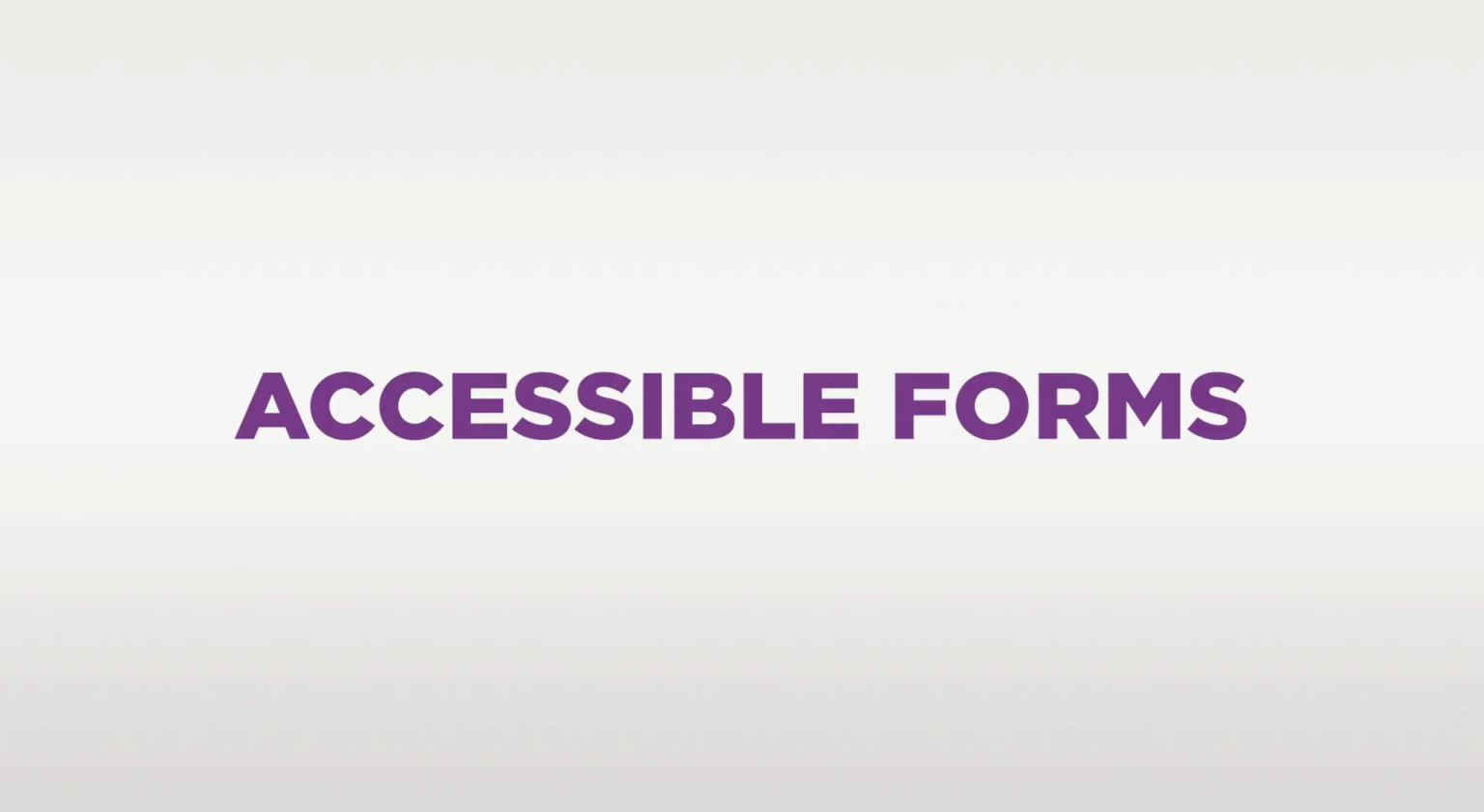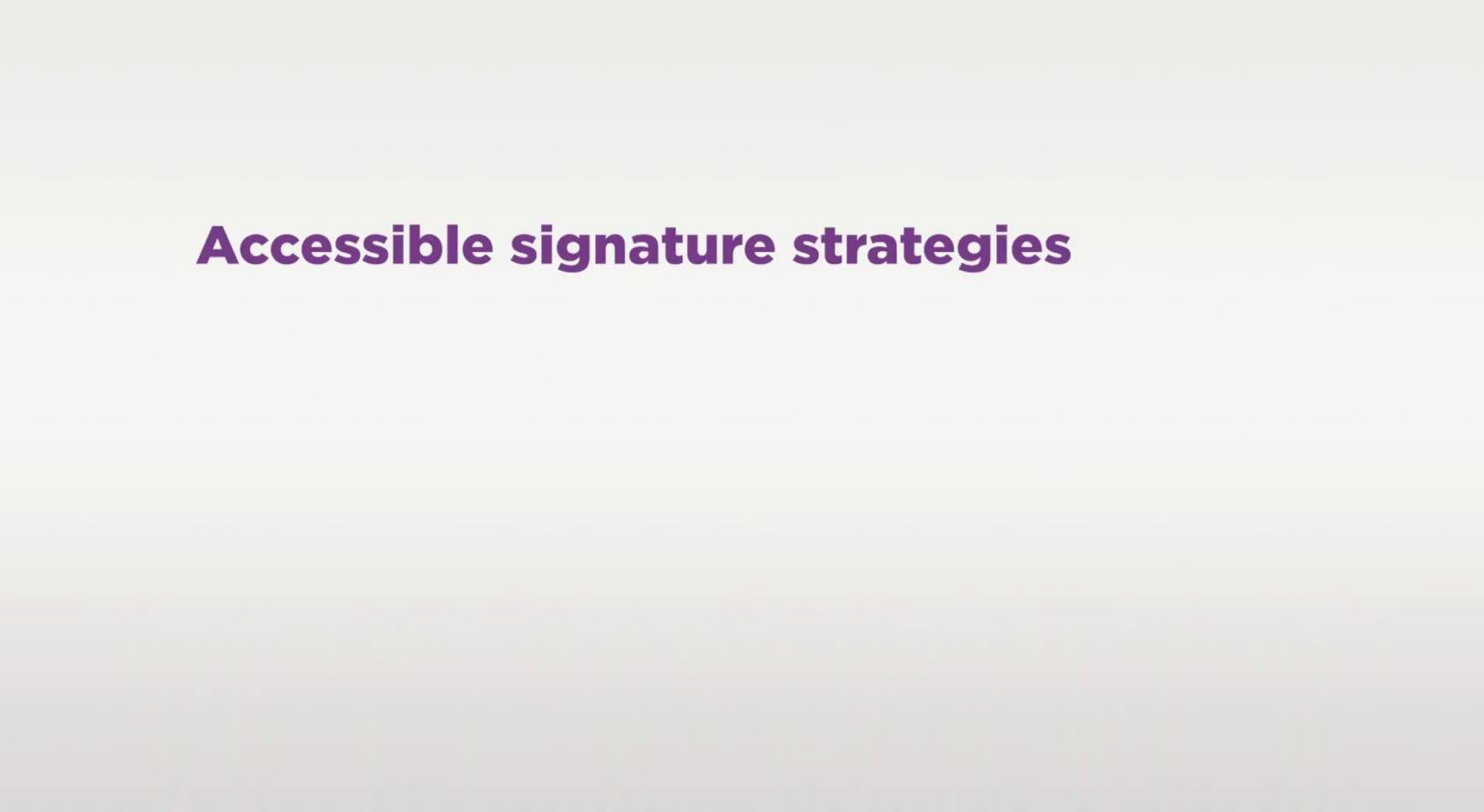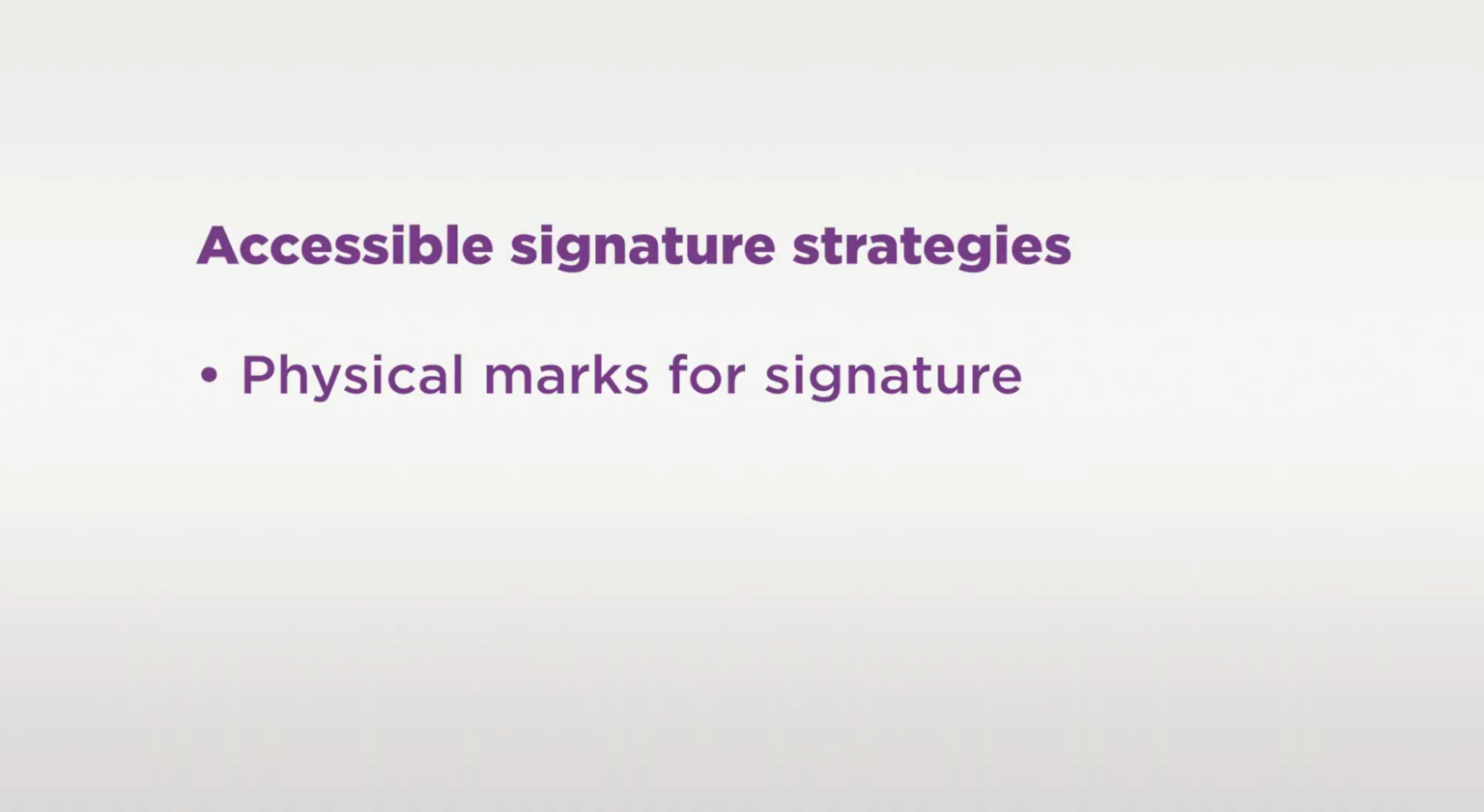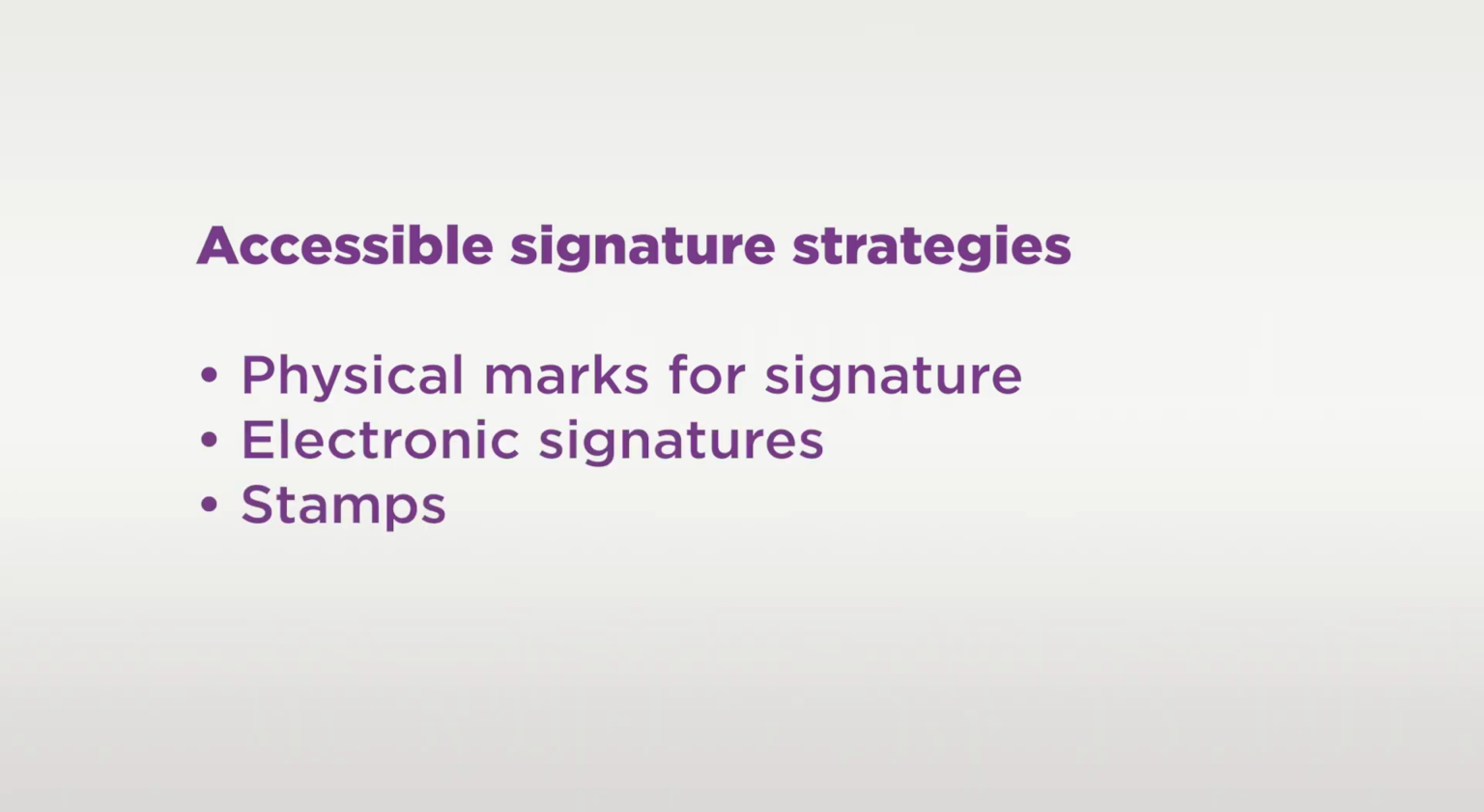Accessible forms. For in-person voters, alternative forms, such as large print, should be available. Signature requirements must be accessible for all voters. Possible accessibility strategies for signatures include physical marks indicating a signature line, electronic signatures, stamps, and affidavits of assistance.